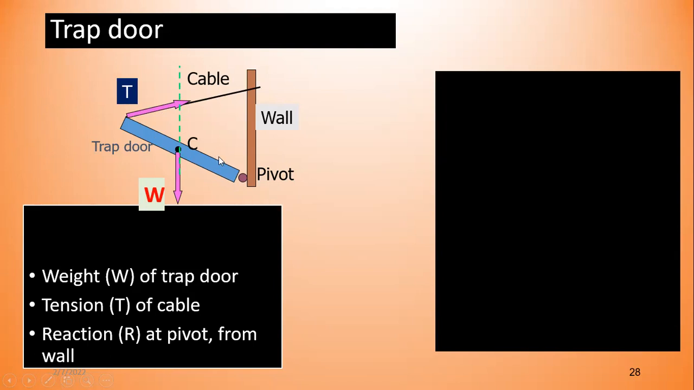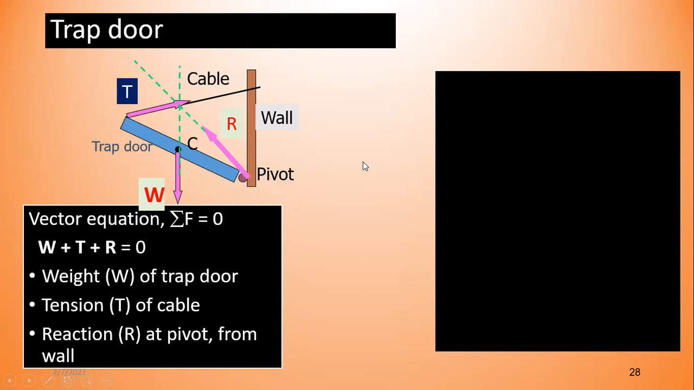So to find the third force at the pivot, we produce this backwards. Remember that we say that the three forces, their lines of action pass through a point. So that is the point. This reaction must pass through this point. So that is your R. Vector equation: W plus T plus R equals 0.